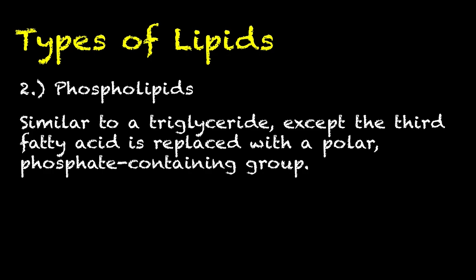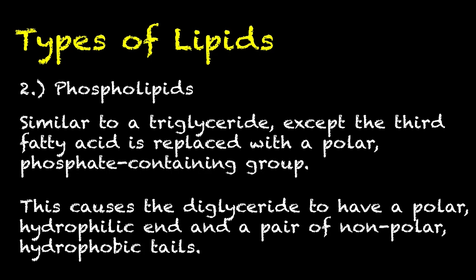Phospholipids are very similar in composition to a triglyceride in the sense that phospholipids are made up of a glycerol backbone and attached fatty acids. But the difference is that instead of having 3 fatty acids attached to the glycerol backbone, you only have 2 fatty acids, with the third position on the glycerol backbone being attached to a polar phosphate-containing functional group.